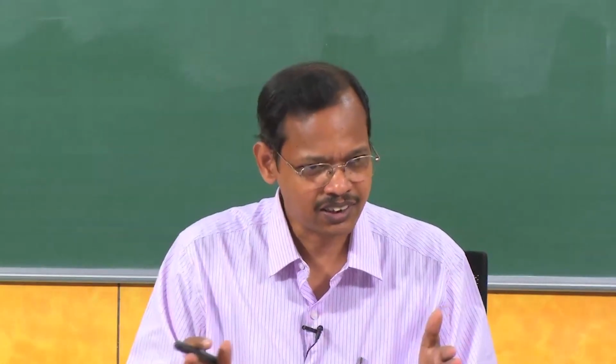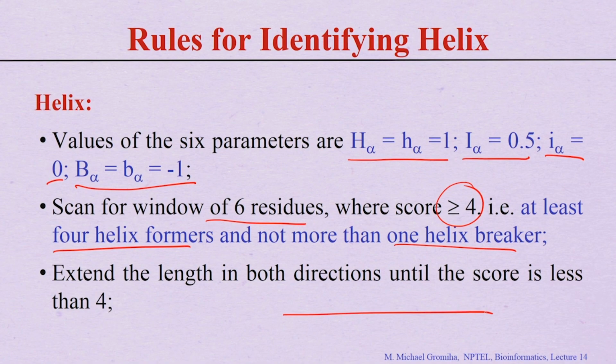Then you can extend the directions. For example, if this is the sequence and you find okay this is the helical segment, then you can extend and see whether the score goes down or not. If the score is still high, for example the preferred residues are present together, then you can add up, and finally you can add up to here to make the complete helix.